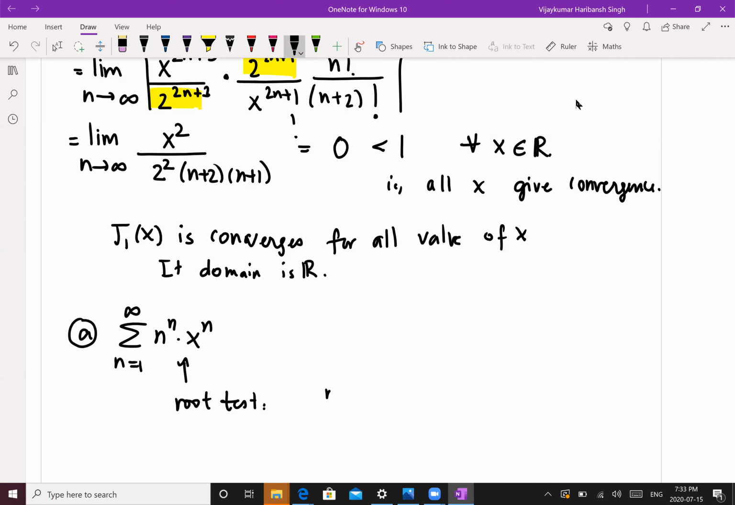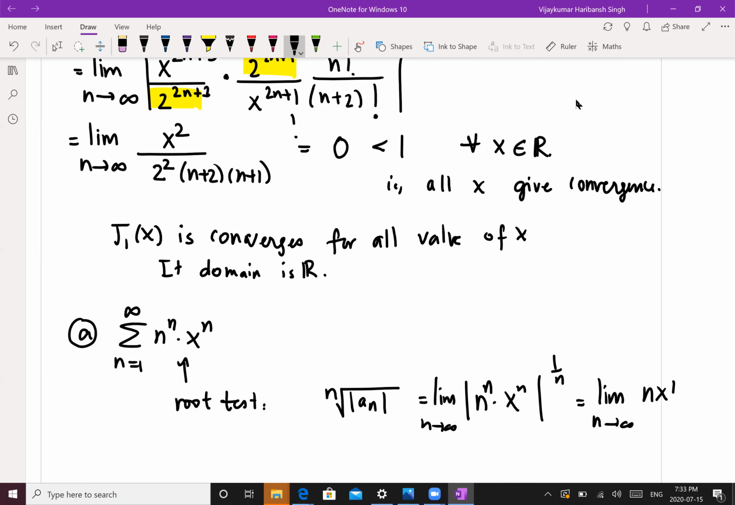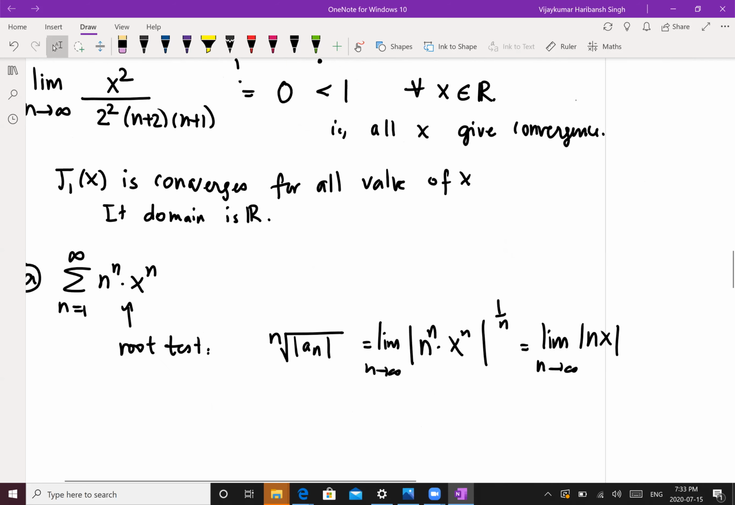So look at nth root of absolute value of a n, which is going to be n to the power n times x to the power n, all to the 1 over n, limit as n goes to infinity. This is going to be limit as n goes to infinity n times absolute value of x. And this is infinity unless what? Unless x is 0.